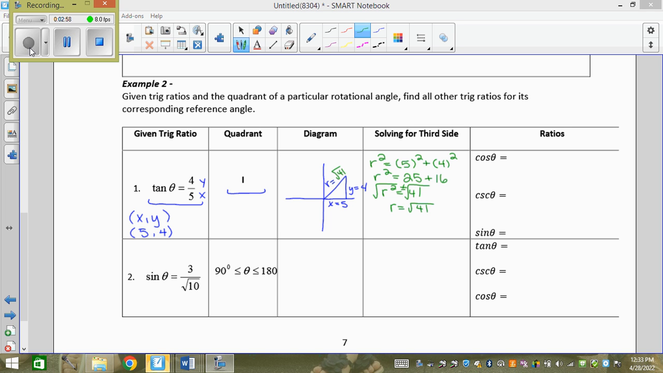So cos is cook extra rice. So we're going to get 5 over root 41. And then what are we going to multiply by? To rationalize the denominator. So I'm going to get 5 root 41 over 41.